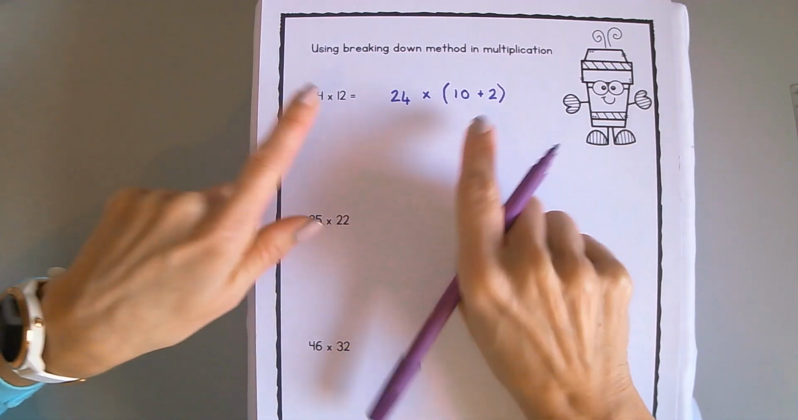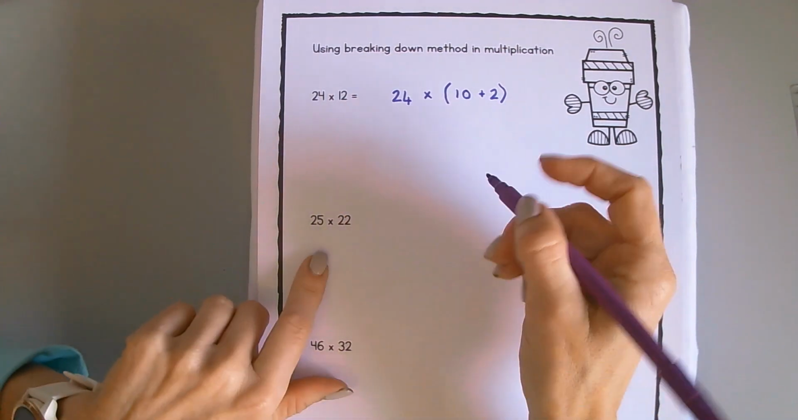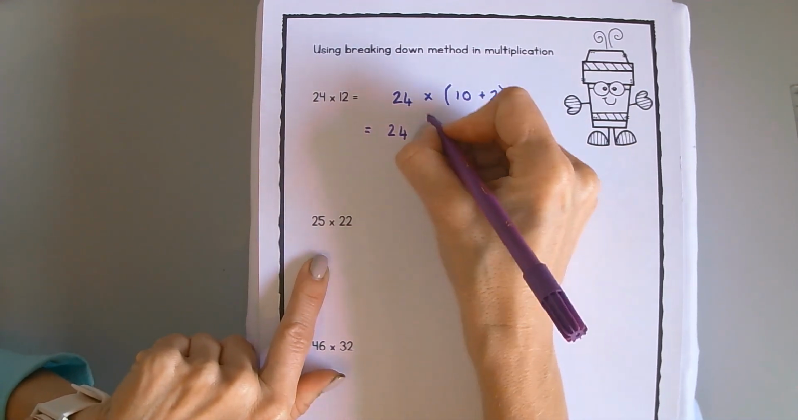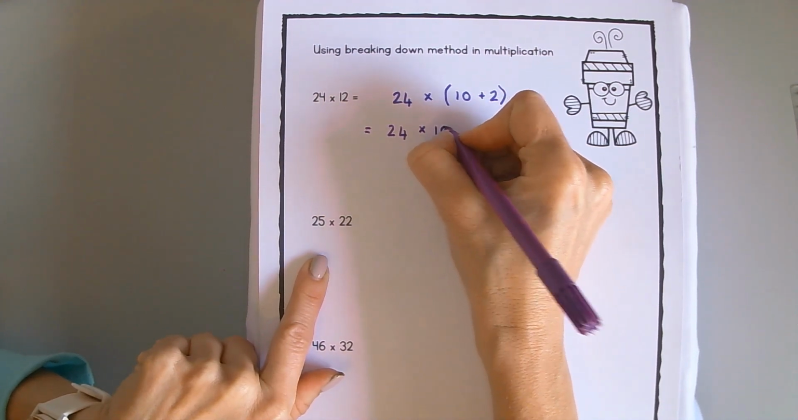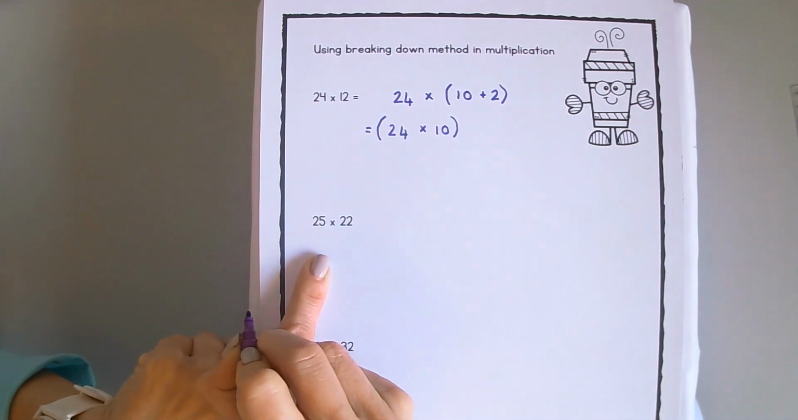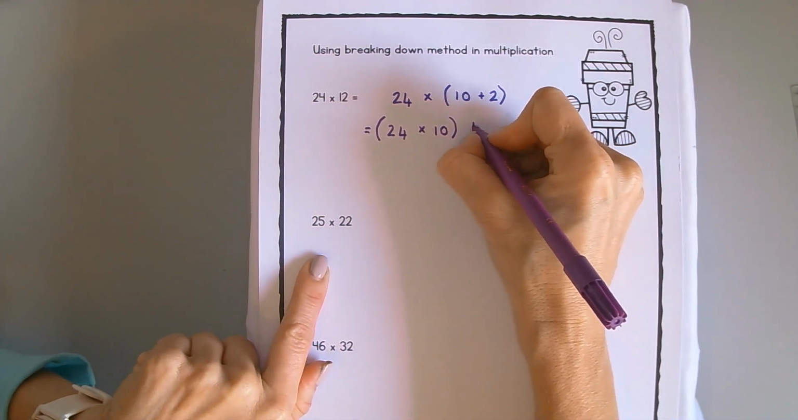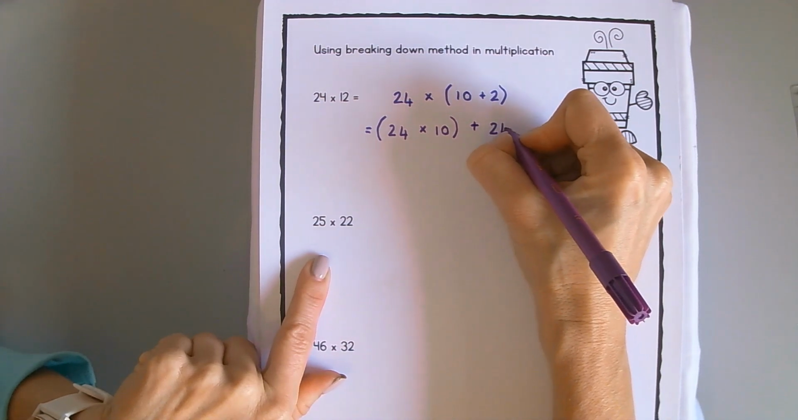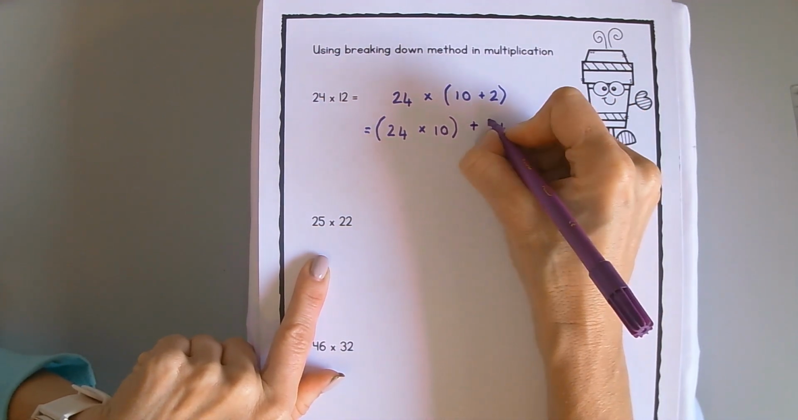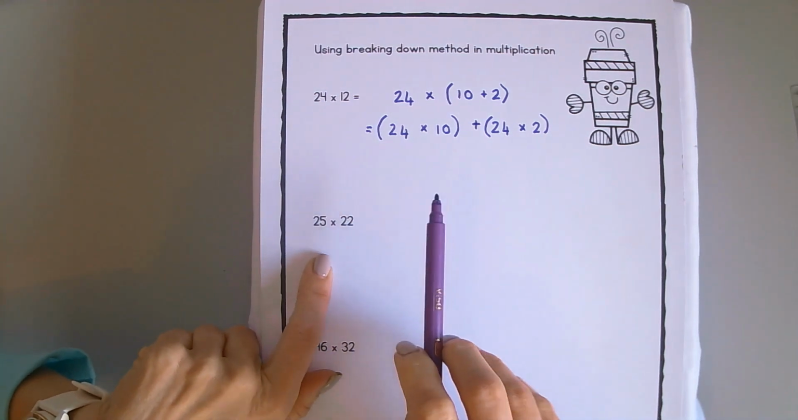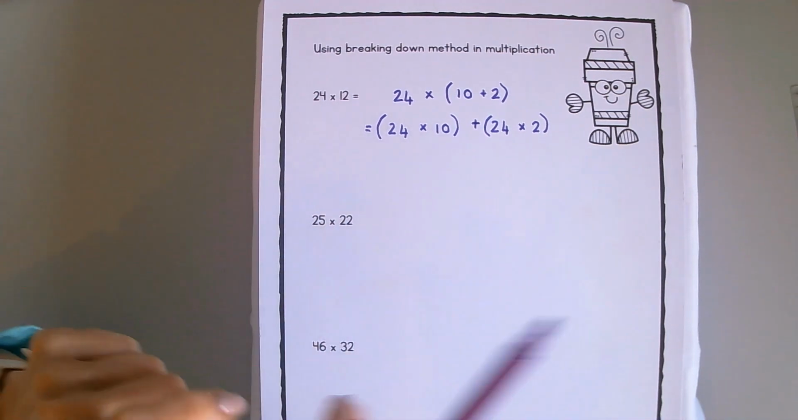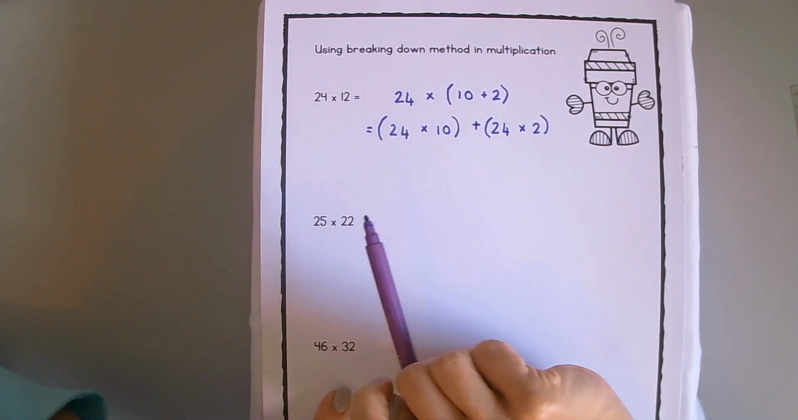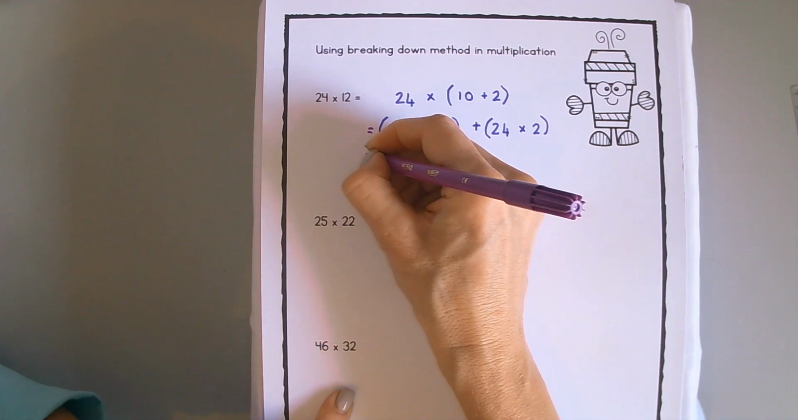Now, when it is breaking up, we're just going to expand it out, okay? And we're going to say equals 24 times 10. We're going to do that one, okay? And we're going to add, because remember we've got an adding there, we're going to add the 24 times 2. So all we're doing is very similar to the column method. We've just made it into rows instead. But we're going to say 24 times 10, and we're going to add 24 times 2. So let's see if we can work this out.